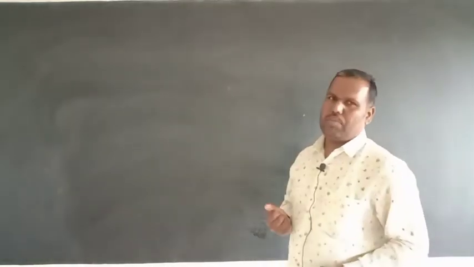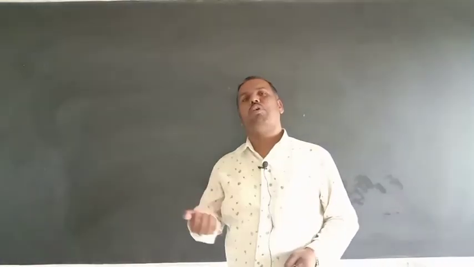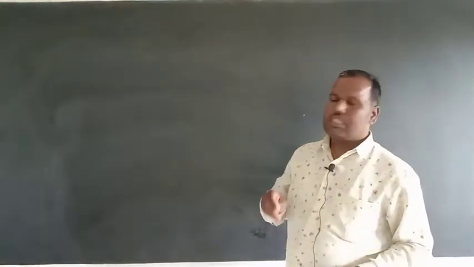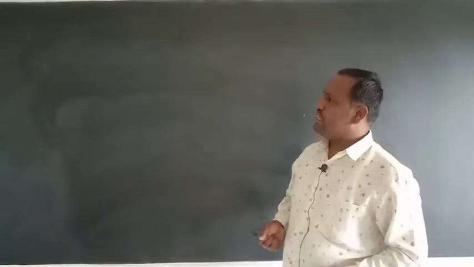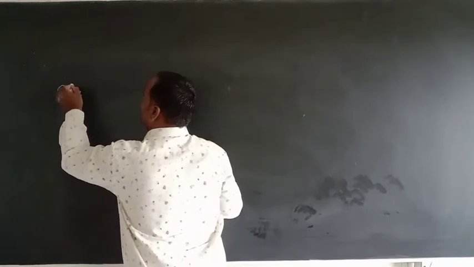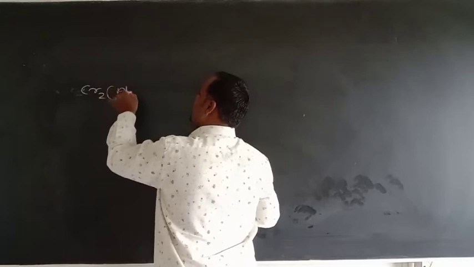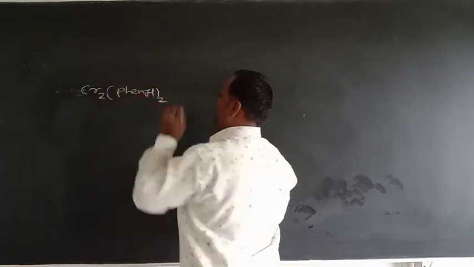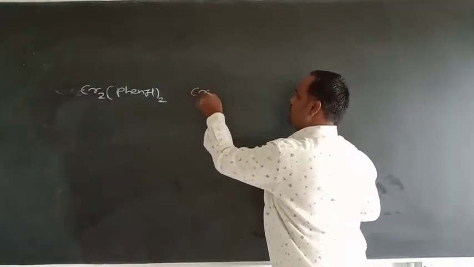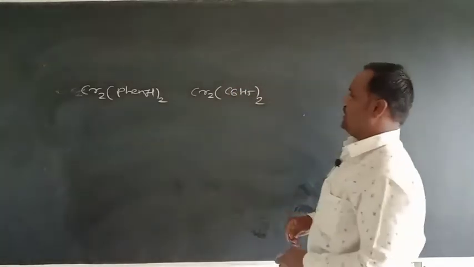So both these d orbitals, that is dxy and dx square minus y square orbitals, are involved in bonding, and a quintuple bond is formed, that is the total bond order is equal to 5. So we will discuss the example of such a complex. The complex is a chromium complex, Cr2 phenyl 2, or we can write this as Cr2(C6H5)2.